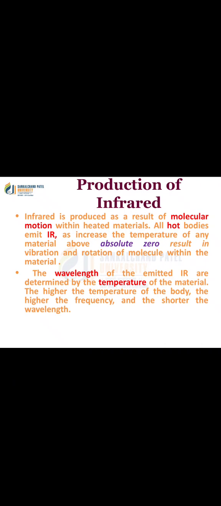Now we learn about the production of infrared. The infrared is produced as a result of molecular motion within heated materials. All hot bodies emit IR. As we increase the temperature of any material above absolute zero, it results in vibration and rotation of the molecules within the material. The wavelength of the emitted IR is determined by the temperature of the material.